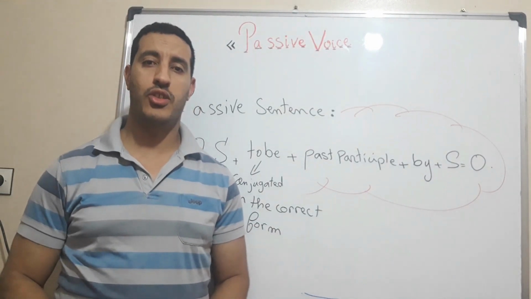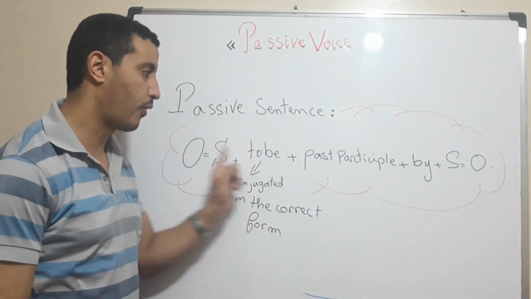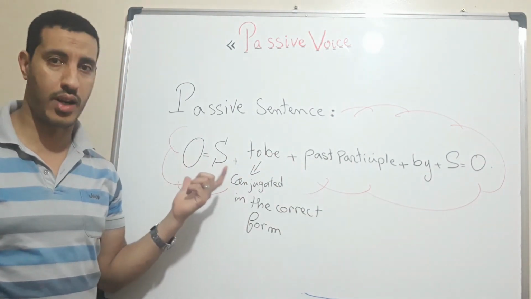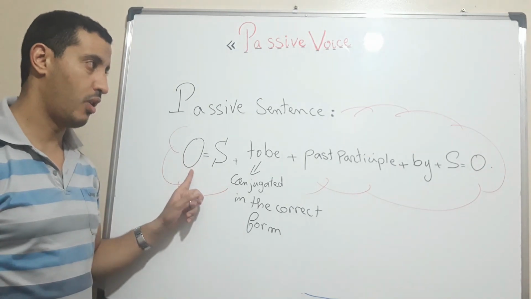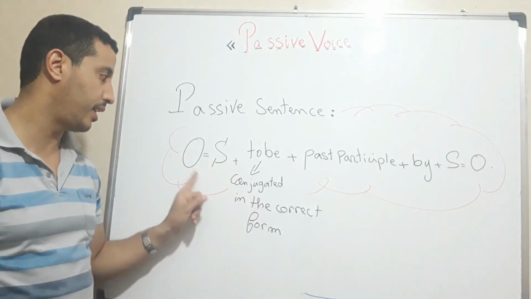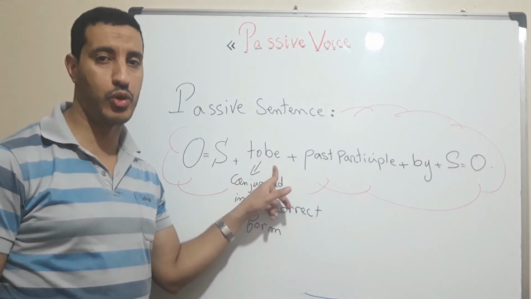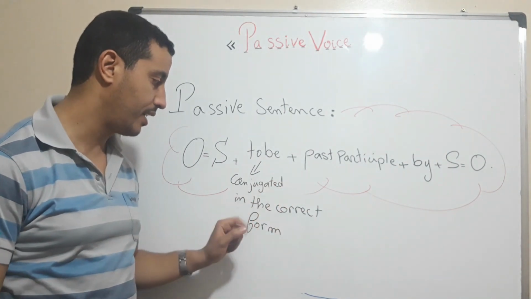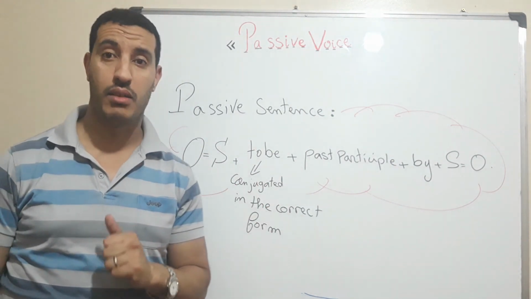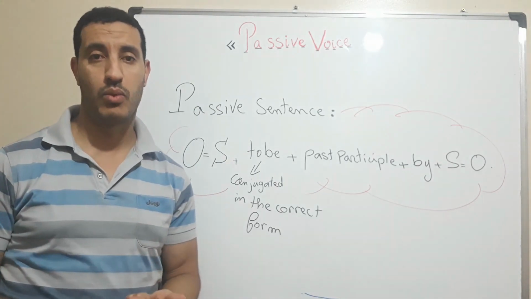If I want to change any sentence into the passive, I always should have in mind this form or this structure. So any passive sentence should have this structure. There is an object of the active, and this object becomes a subject because it is in the beginning of the sentence. And then after the subject, there is a verb to be, and this verb to be is conjugated in the correct form, which means that the verb to be can be in present, is or are or am. It can be in the past, was or were.